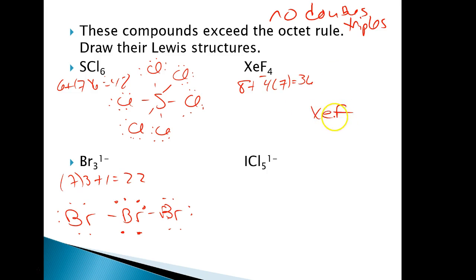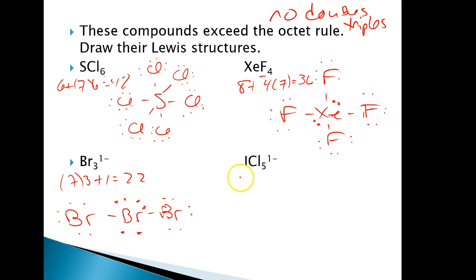Xe in the middle. Now let me erase that. That was not good. This is the problem doing it on the screen. I can't just erase it with my fingers like on the board. So Xe, F, F, F, and F. Give everything 8. Right now the xenon has 8. So everything's fine. But the way I've drawn it is I have drawn 32. I need to stick 4 extras on, and so you stick those on the xenon.